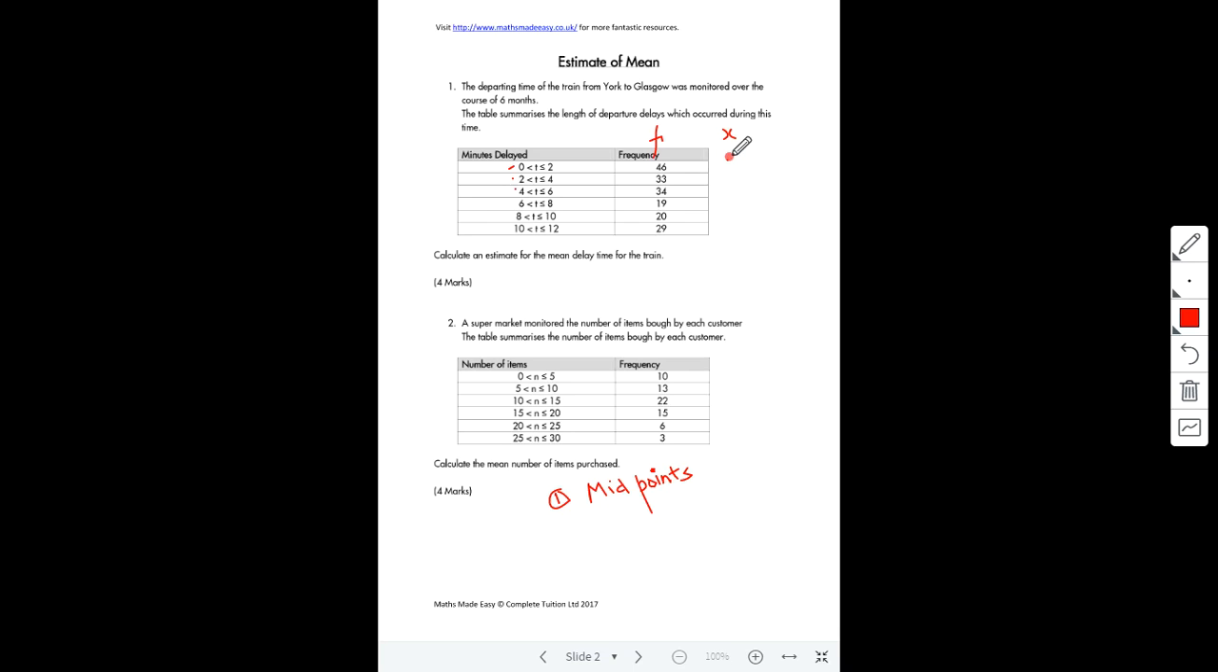One. Yes. For the next, 3, next, 5, then 7, then 9, and then 11. Yes. Now next you have to multiply f and x, the frequency and your midpoints. So again you have to make a column of fx. One by one multiply the frequencies and the midpoints. So what's 46 multiplied by 1?